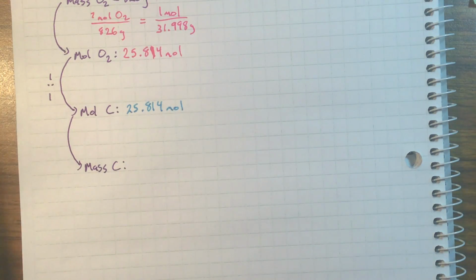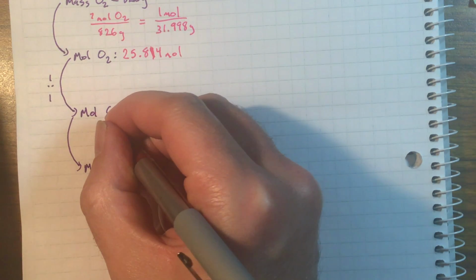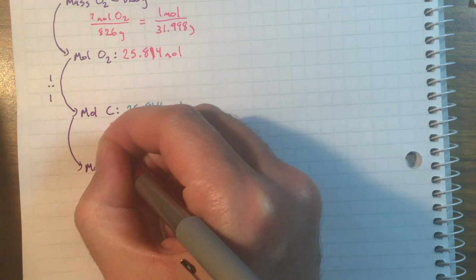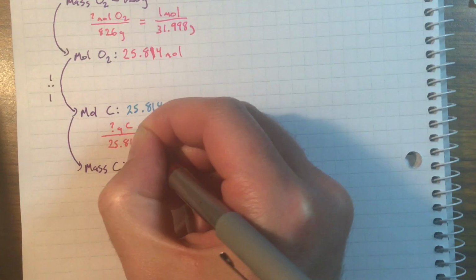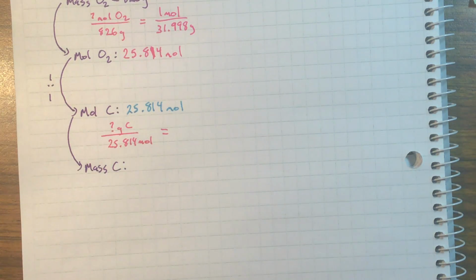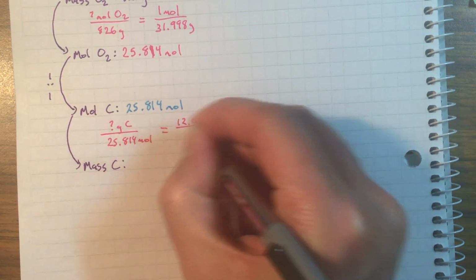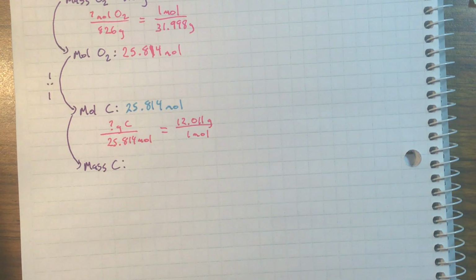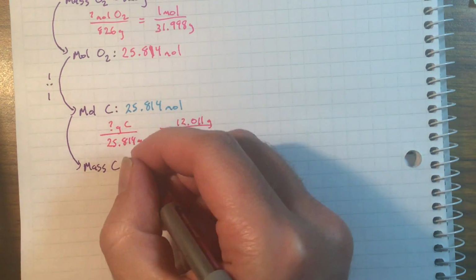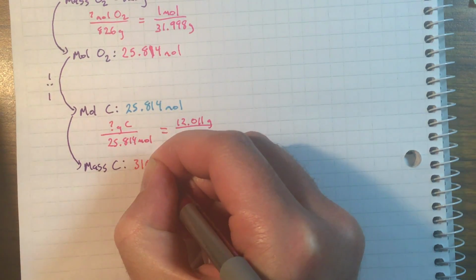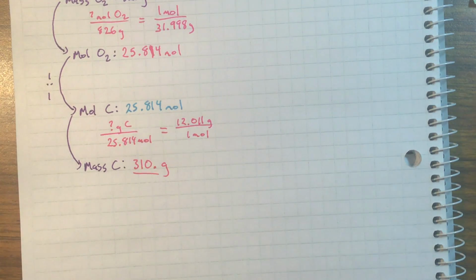Then we can do our last molar mass. How many grams of carbon will there be in 25.814 moles? Carbon is just simple, 12.011 grams in 1 mole. So I take that answer and times it by 12.011. 310 grams of carbon is needed.